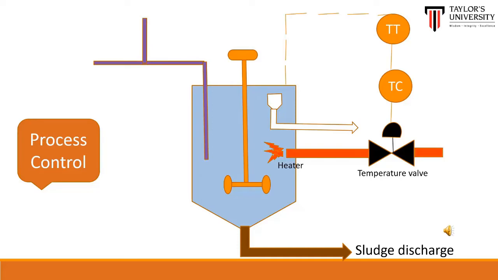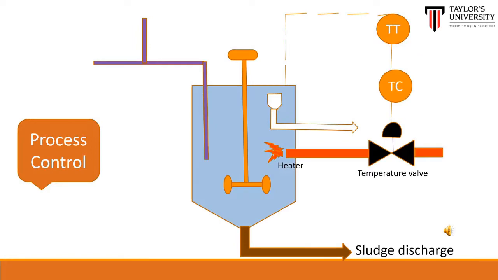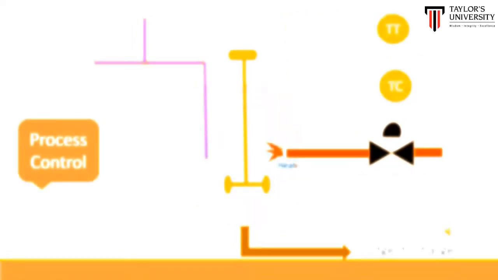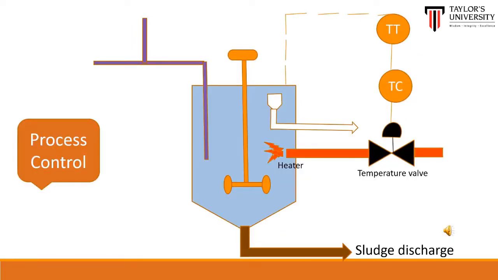Moving on to process control, a temperature transmitter is attached to the tank. The transmitter will transmit the measured temperature inside the tank to the temperature controller. The controller will then compare the set point to the received temperature. Optimum temperature for the crude oil is within 90 to 95 degrees Celsius.